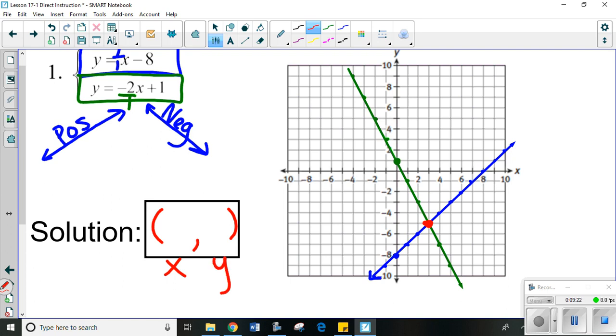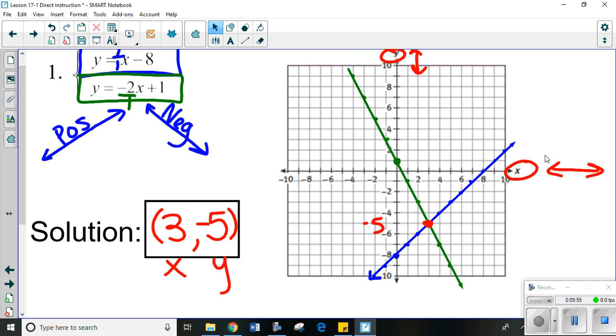Remember, we have to go in and out of our elevator on our x-axis. So I went over 1, 2, 3. So my x value is 3. And then after we go in and out of the elevator, then we can go up and down on our y-axis. So then I went down to negative 5, in between negative 4 and negative 6. So my one solution, my answer, is 3 comma negative 5. That's the intersection point. And we're done.